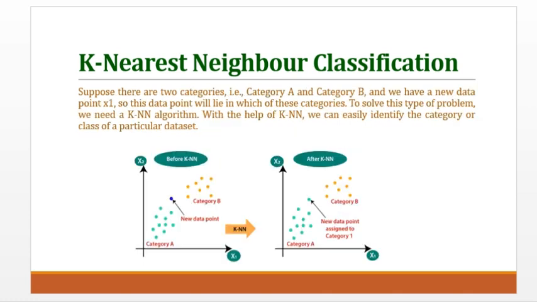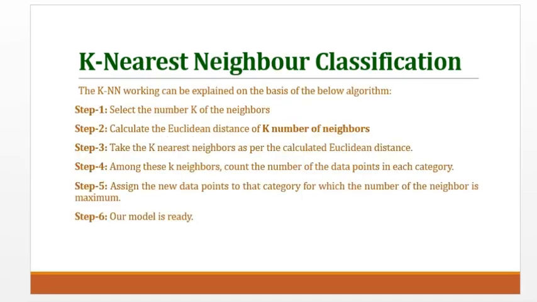And in terms of graphs, suppose we have two categories, A and B. If a new data point is added, with the help of KNN, based on the Euclidean distance, we classify it either under category A or category B, depending on how close it is to either one of them. KNN working can be explained based on an algorithm which has 6 steps.